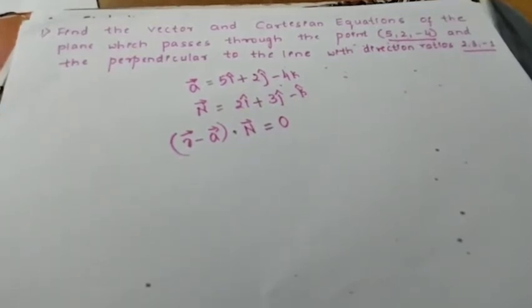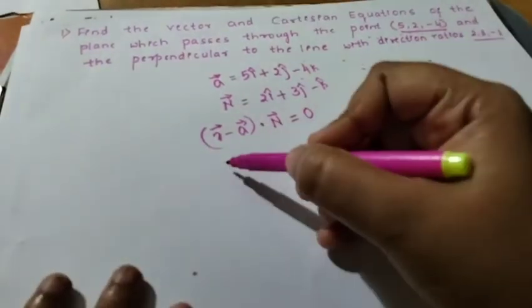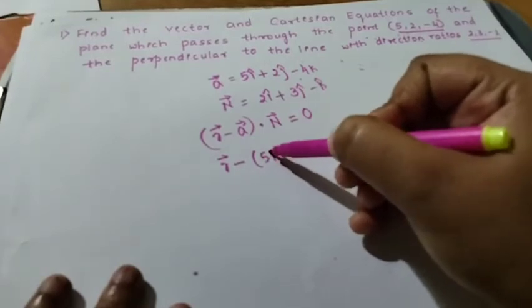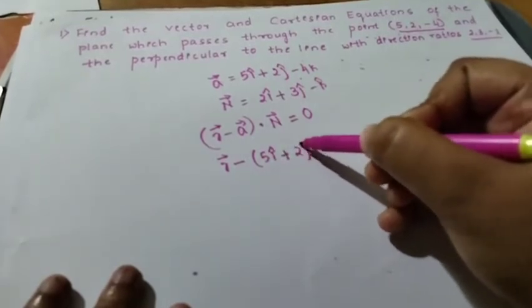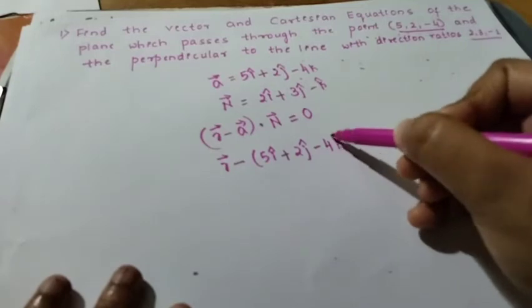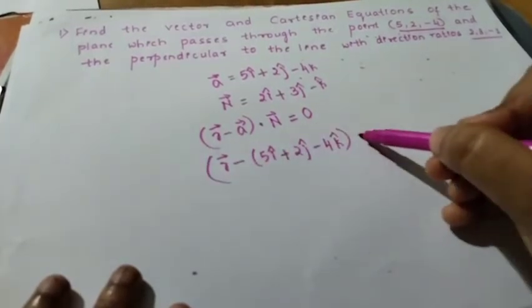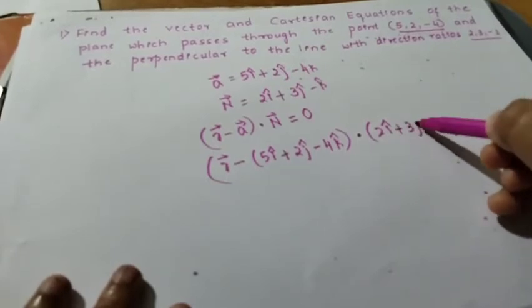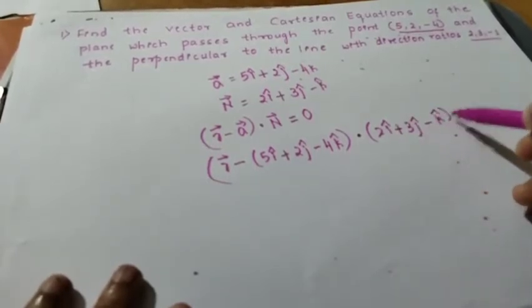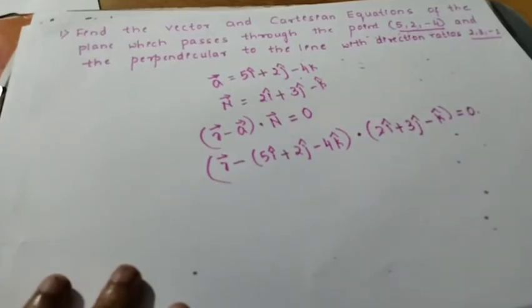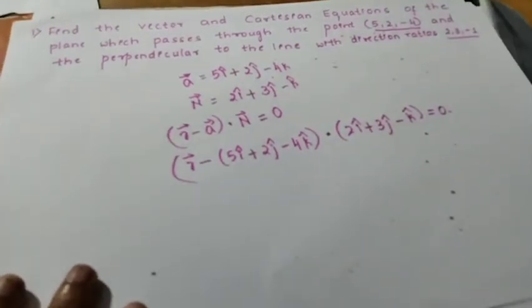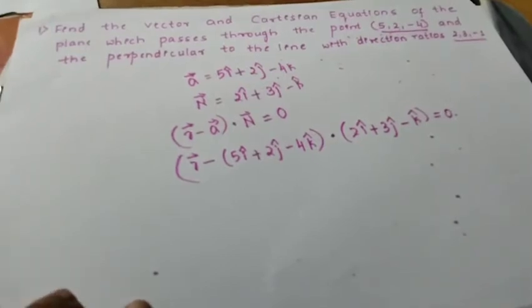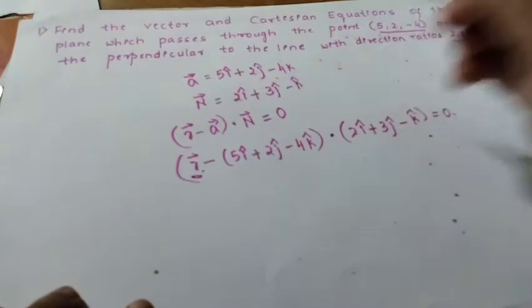Okay, this derivation we have already done. So r I keep as it is, minus the given value 5i plus 2j minus 4k, dot product with n, which is 2i plus 3j minus k, is equal to 0. So this itself is the vector equation. Next, if I want the Cartesian equation, I have to substitute the value of r here.